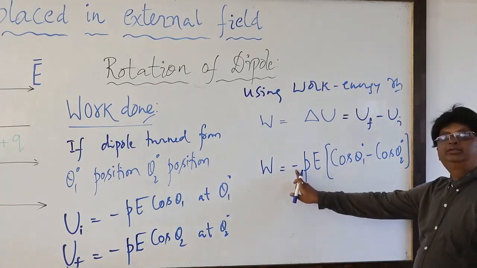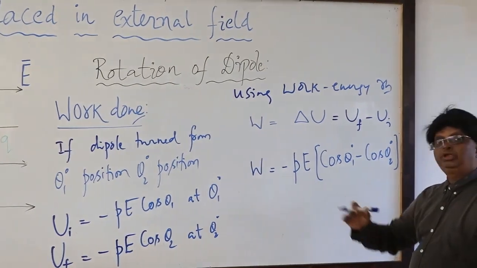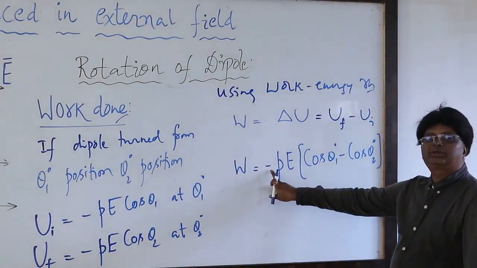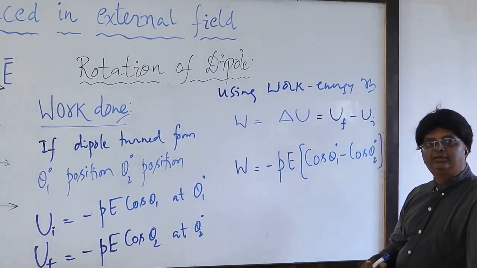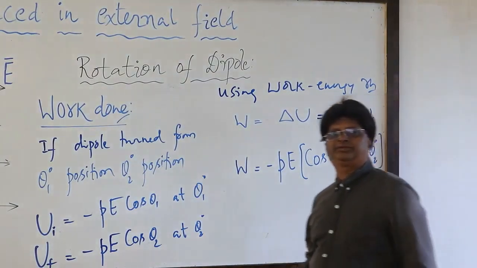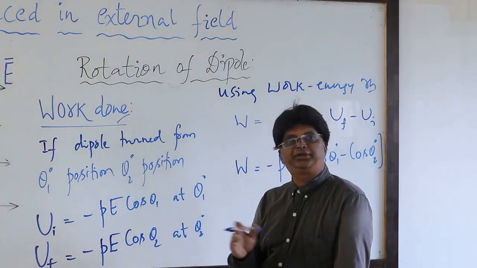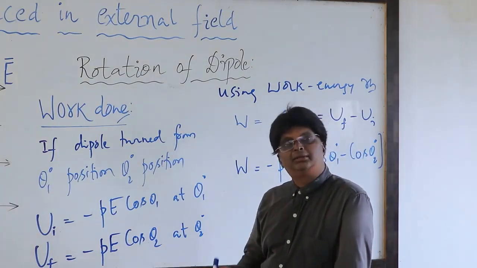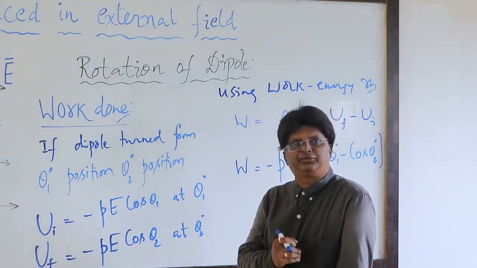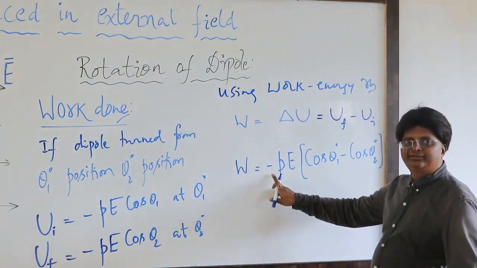Now you will find this negative sign, which is quite obvious: if we are rotating against torque, you will get work as negative. That is what we call work done on the dipole. We have also discussed other cases like work done by the system, work done on the system, work done by gravity, work done against gravity, with beautiful and interesting examples as well. So here, this negative sign has a significance.